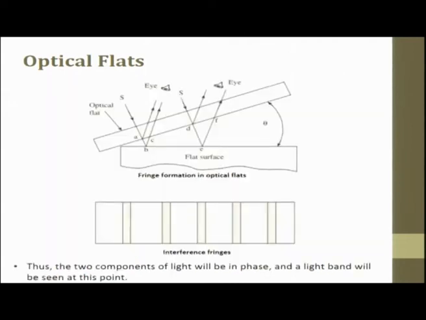So, the next one is the optical flat. Optical flat means you have an optical glass, assume it as a plate, where the top surface and the bottom surface are completely made flat. This is predominantly used for generating fringe patterns.